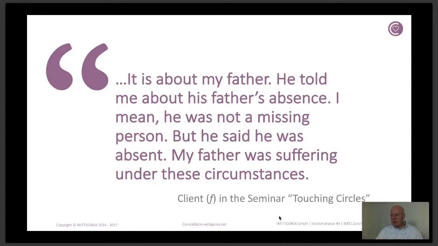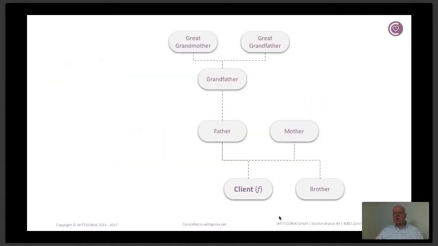And so the client brought the topic forward, and she said it's about my father, and he told me about his father's absence. I mean, he was not missing, and not a missing person, but he said he was absent in a certain way. And my father was suffering under these circumstances. When we consider this from a pure family tree or genogram point of view, of course, we have the client and her siblings, father and mother, and the grandfather plays a role. But then we set up this constellation for her as a service.